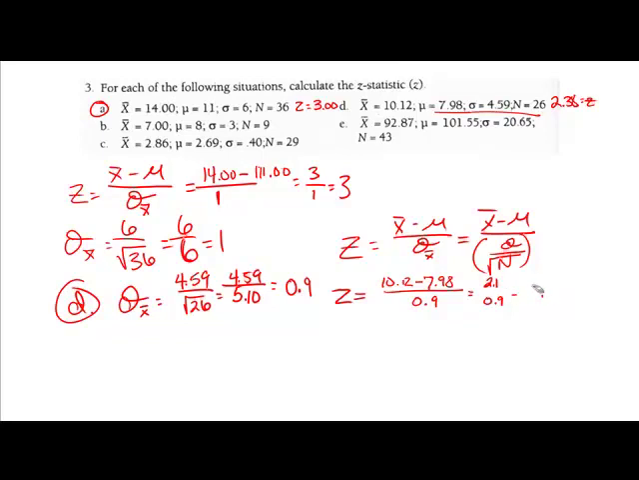So hit pause and do B and C, and I'll write the answers down. So B, we actually have a negative Z, negative 1.00, and C, we get Z equals 2.43. So again, with these, you have to break it down into two steps. First step, calculate the standard error. Second step, find Z.